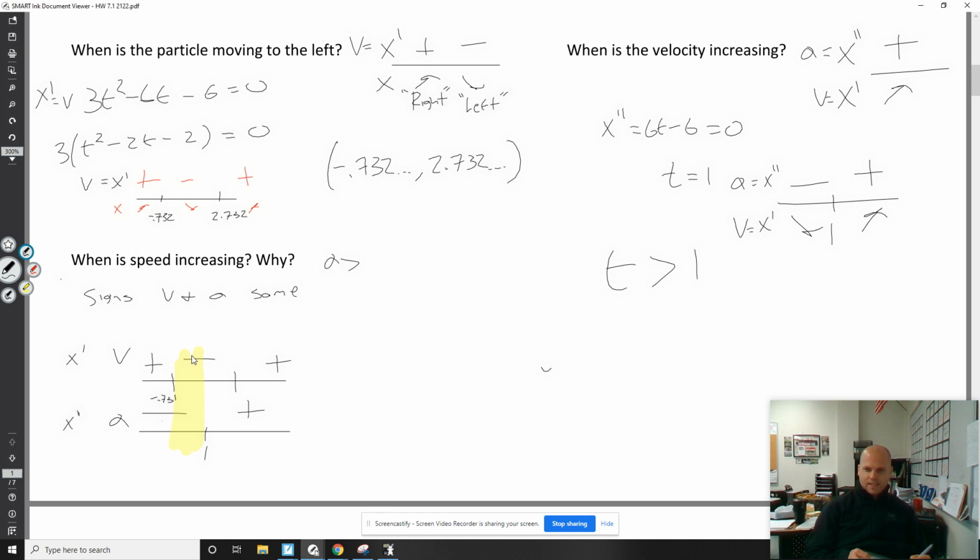This is when my velocity is negative. I'm traveling left, but my velocity will be decreasing. So negative velocity is getting more negative, speeding up, going to the left. And then here, I'm traveling to the right, and my velocity is increasing. My acceleration is to the right. Okay, so that's the 2.732 to infinity.